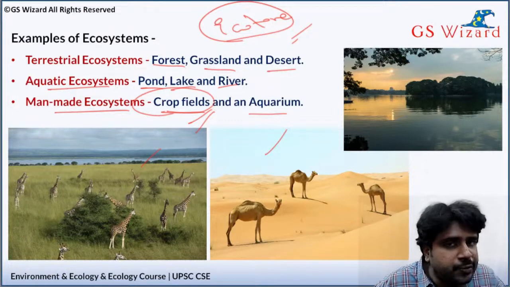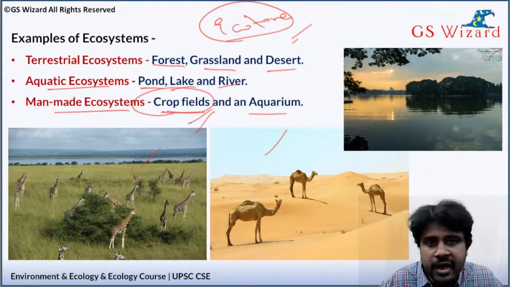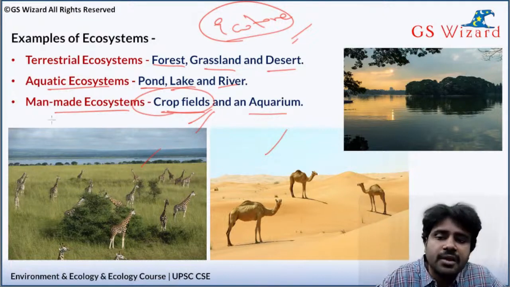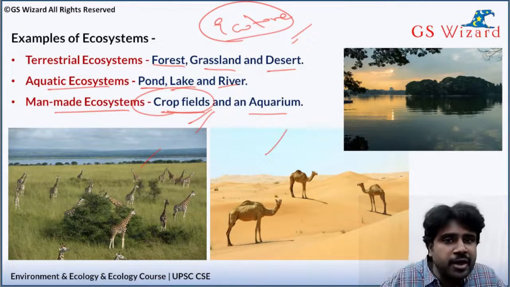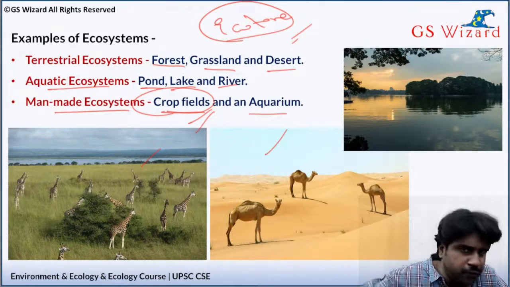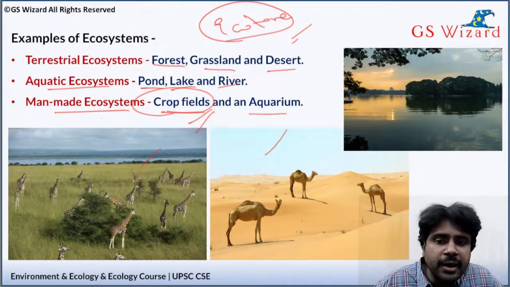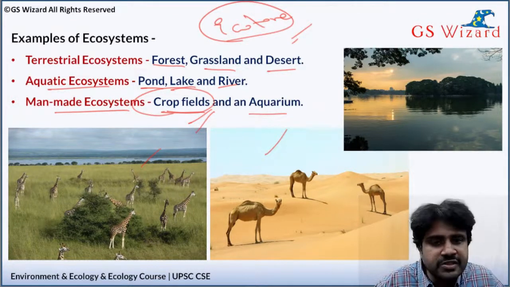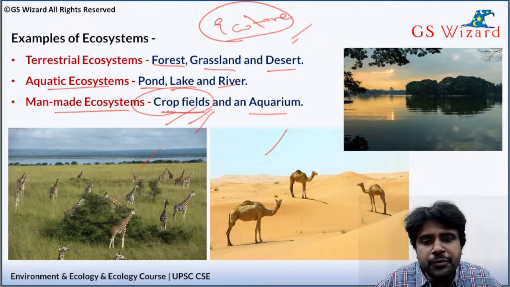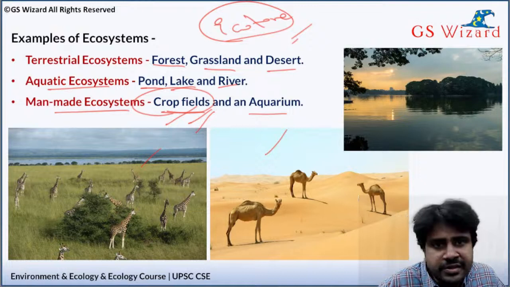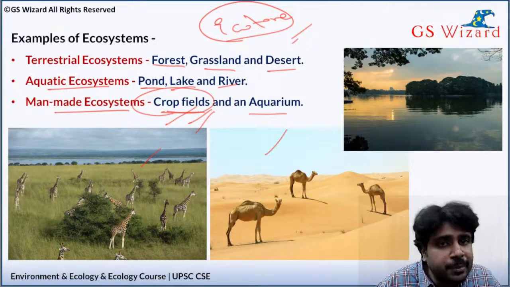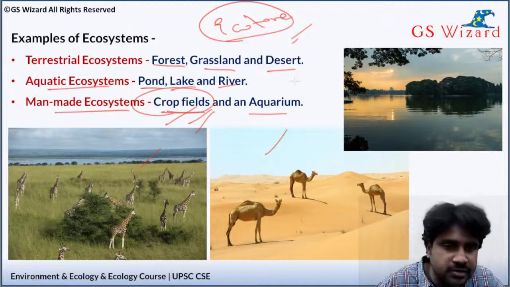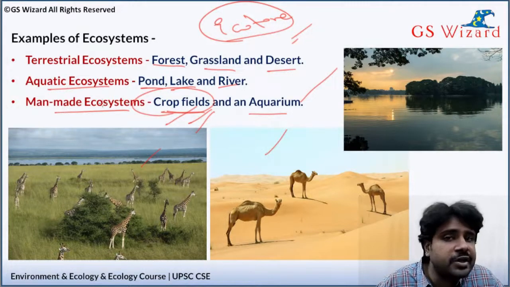Now there is one important difference between man-made ecosystem and natural ecosystem which you have to understand. Natural ecosystems, they don't need any support. They can survive, they can function by themselves. They keep on functioning indefinitely. But man-made ecosystems are dependent on us. Like for example, take crop field. What if you don't apply fertilizer, pesticides, insecticides, the crops will dry? And also if you don't give water, crops will die. So man-made ecosystems are dependent on us for functioning, for survival. The same thing with aquarium also. But that is not the case with natural ecosystems.